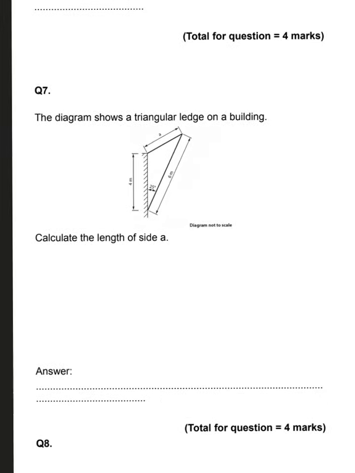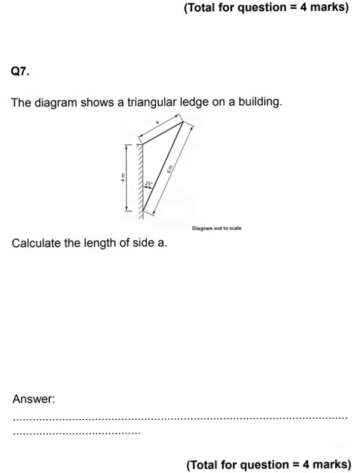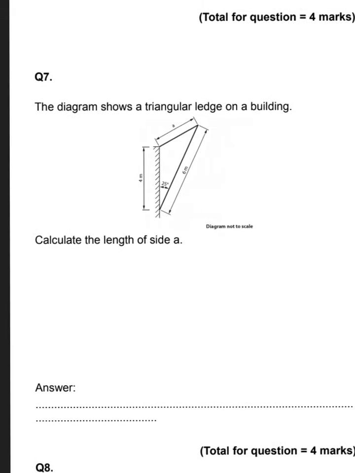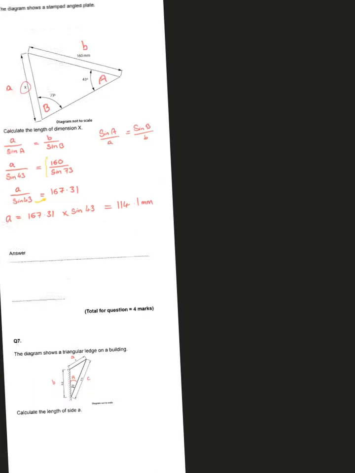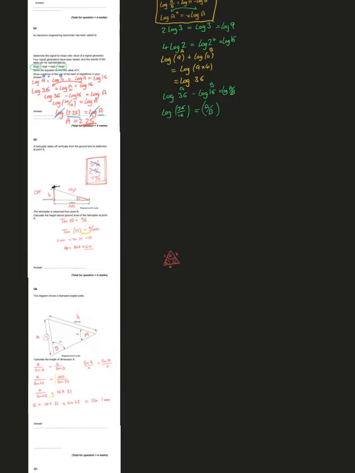The diagram shows a triangular ledge on a building. Calculate the length of side A. So in this one, it does you a favour: it calls the side it's looking for A. So you've got another side B and another side C. When you only know one angle, which is this angle here, capital A, we're going to be dealing with the cosine rule. So let's go have a look at the cosine rule and see what it tells us to do.